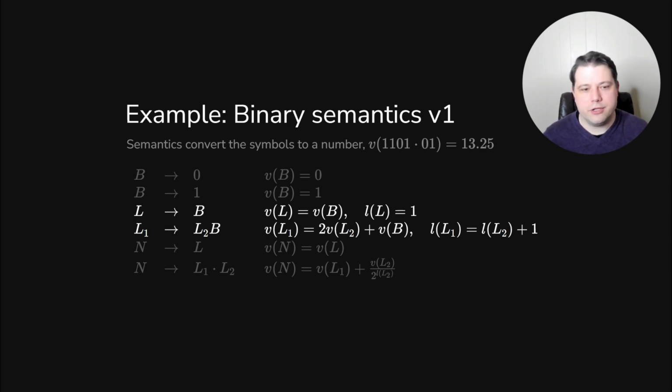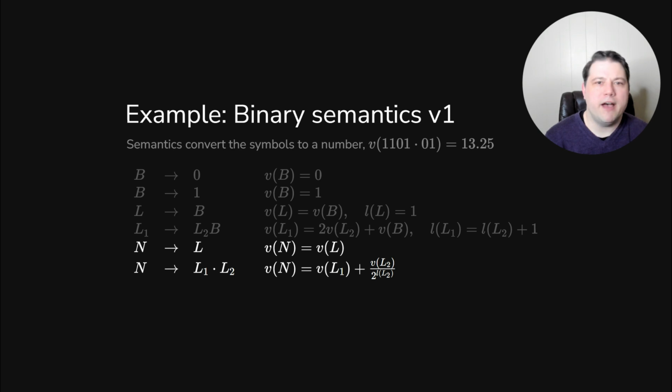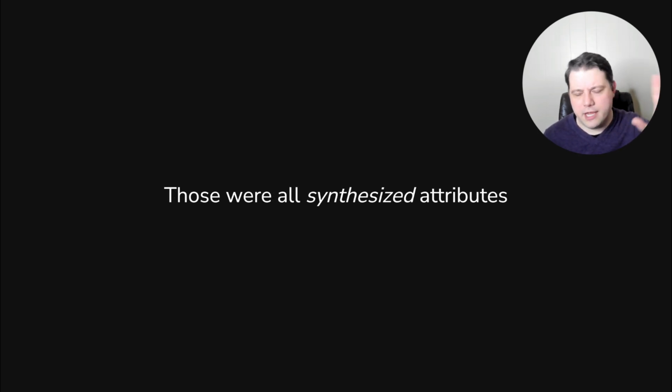Hopefully you're reaching the conclusion that they're synthesized attributes because they're all coming from the children, the ones on the right. So then finally the number at the top, the value of n, is calculated based on the value of L. Is that inherited or synthesized? The value of n on the bottom here is calculated based on the value of L1, the value of L2, and then the length of L2. So again, that's all from the children. So these are all synthesized attributes. Everything in that example was a synthesized attribute.